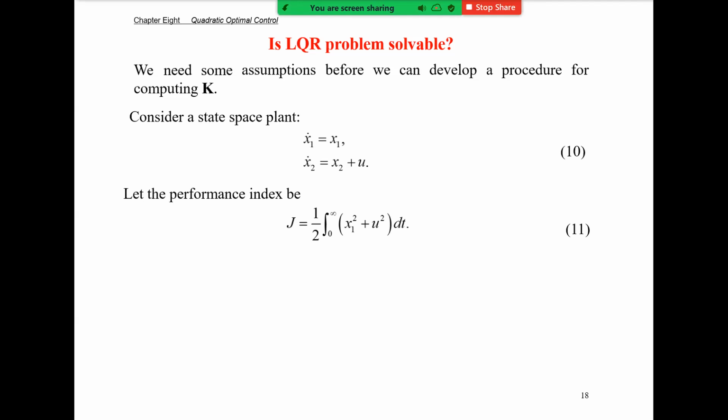First, look at this example. x1 dot equals x1, x2 dot equals x2 plus u. And then we have this performance index. Q equals 1, and with only one input u, R equals 1. Does the solution exist?